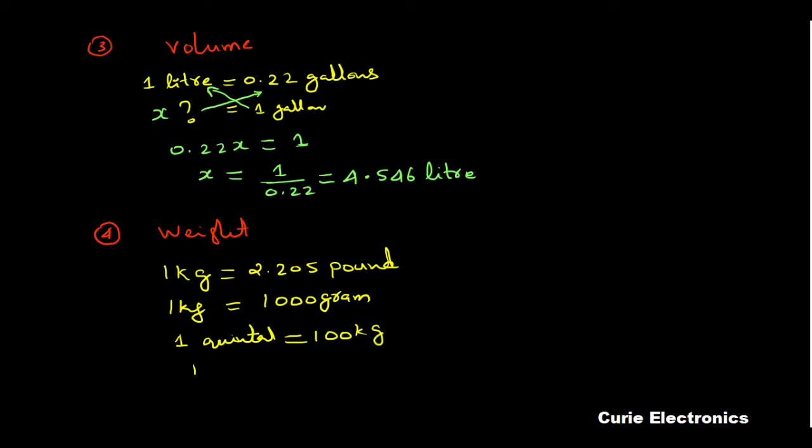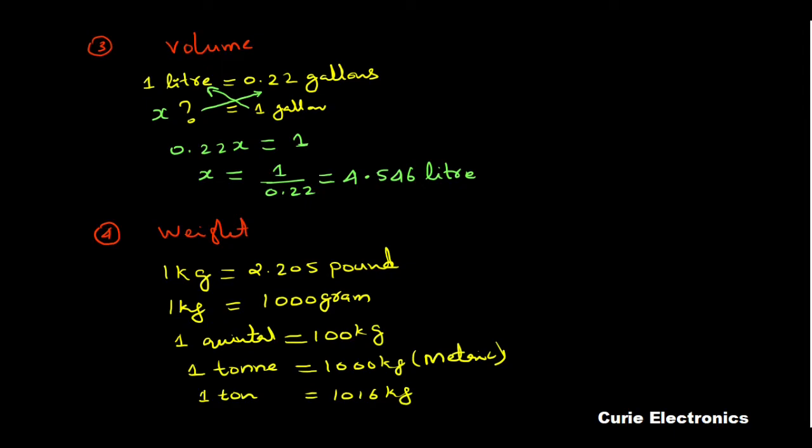1 ton. When you say 1 ton, this tonne equals a metric ton, and this is equal to 1000 kg. And one more ton is there, that is the British system ton, and this is equal to 1016 kg. And what is 1 pound?